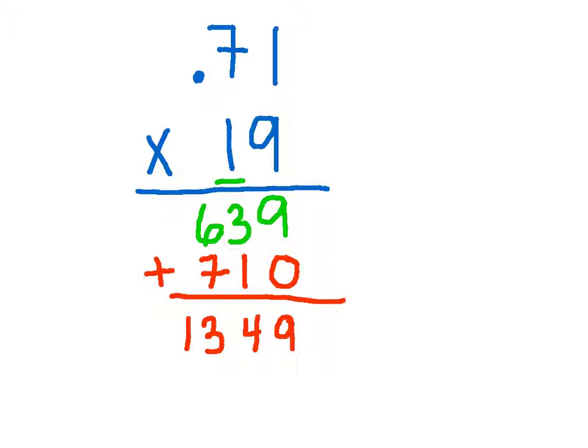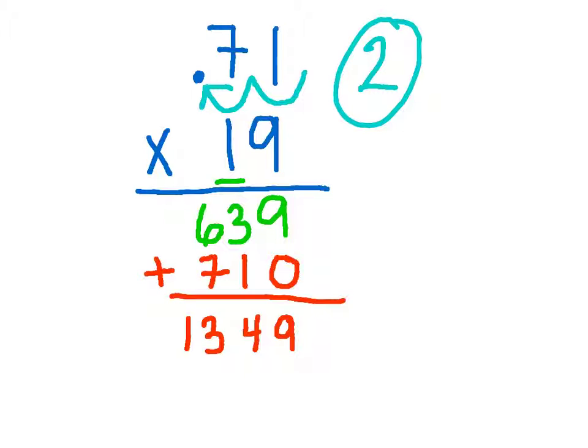Now again, you're going to go back up to the top and you're going to count over your decimal points. In the top one I have 2. And in the bottom one it doesn't go over any. So you're only going to have to move it 2 times in the final answer. 1, 2. Your final answer is going to be 13 and 49 hundredths, or 13.49.